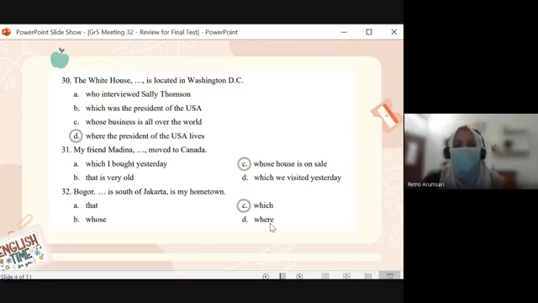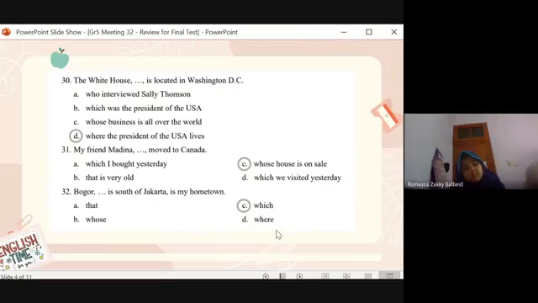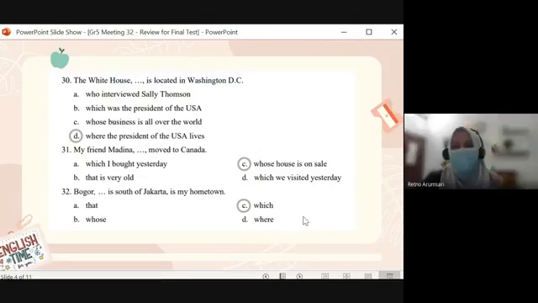You only change something into where when that something is here or there, or a place like in somewhere, in there, at there. Okay.